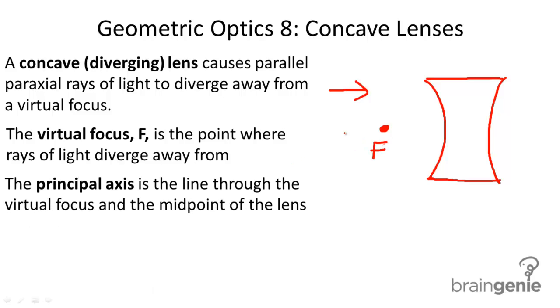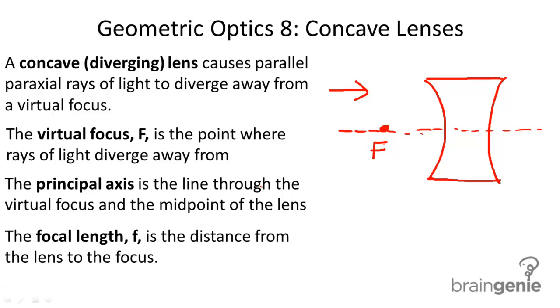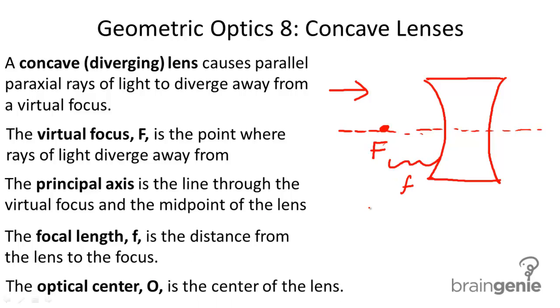Next is the principal axis. This is the line through the virtual focus and the midpoint of the lens. And in addition we have the focal length. That's the distance from the lens to the focus. That's F. And then lastly we have the optical center, and that's the center of the lens, and we denote that by O.